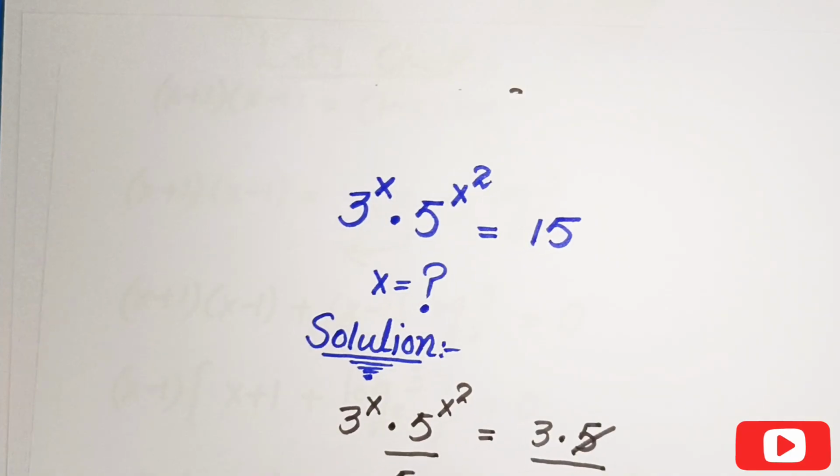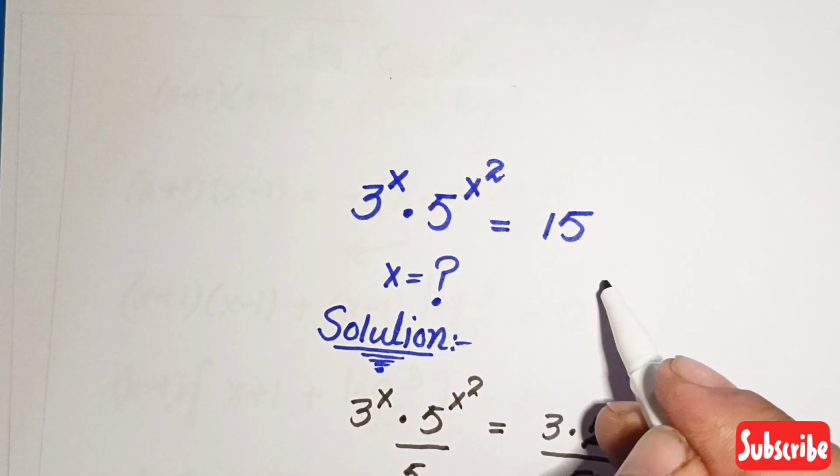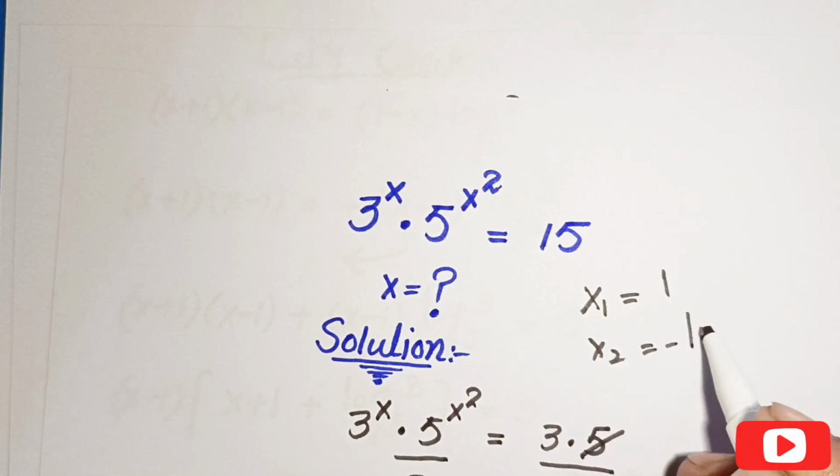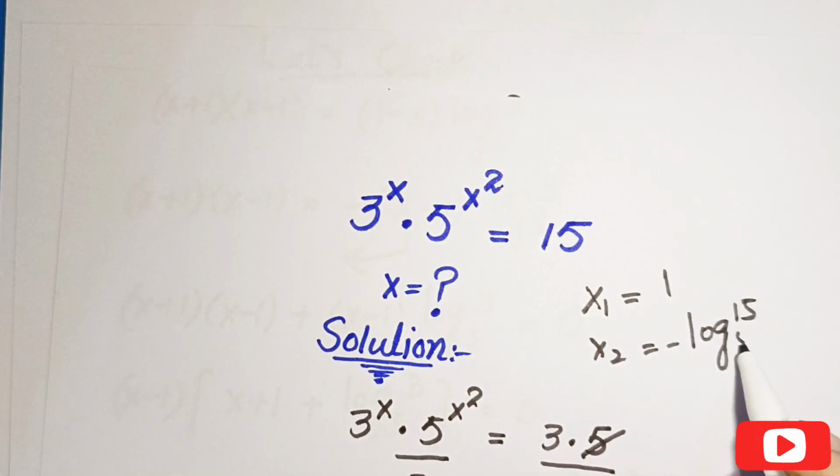Now our final values are that x is equal to x1 is 1 and x2 is minus log 15 to base 5. It is our final answer.